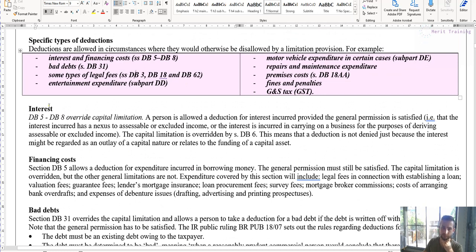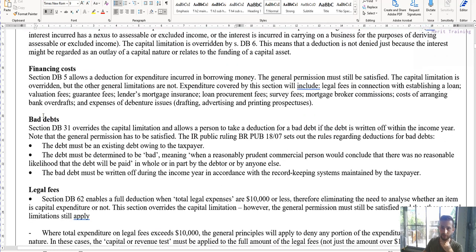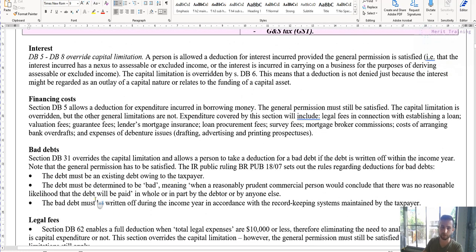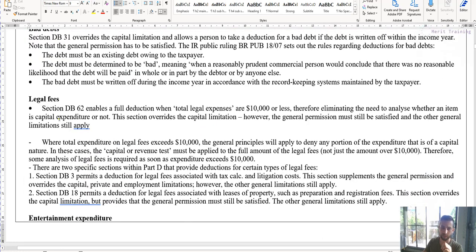So interest can still be capital and get a deduction. So financing costs as well, bad debts. So note, to get a deduction, the debt must be an existing debt, must be determined to be bad, must be written off during the year. Again, these are all listed in our tax rec notes, so you don't need to know these off by heart. If you get a tax rec question, basically just pull it up and go off that. You don't need to refer to the notes at all.